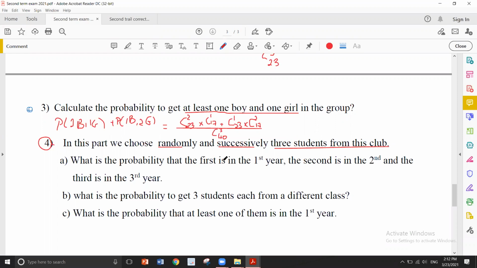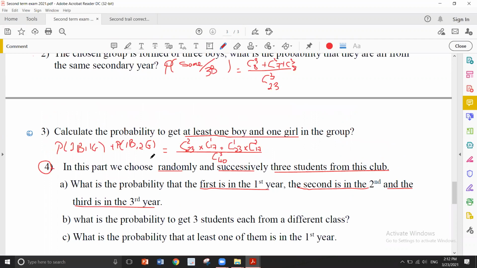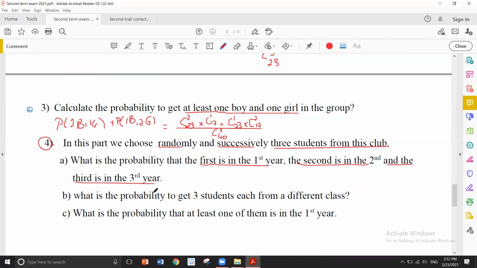What is the probability that the first is in the first year, the second is in the second year, and the third is in the third year? I need them in order, that the first is in the first secondary year. Whenever we choose successively, I put 3 overs.